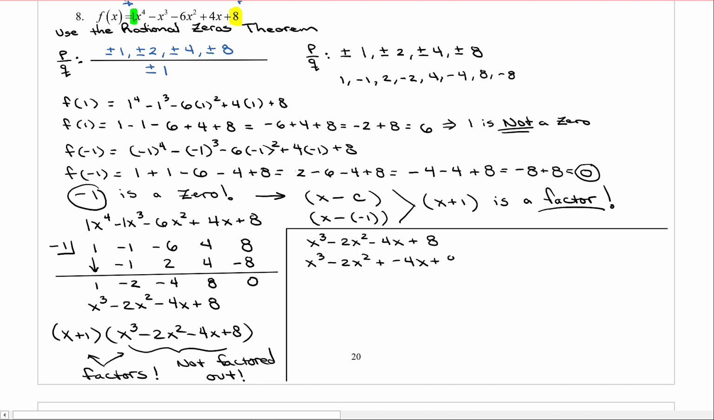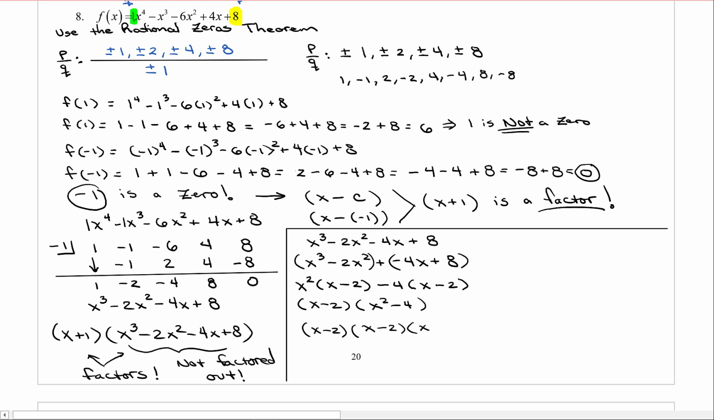Okay, so I can group the first 2 terms, and I can group the last 2 terms, and it looks like, yes, this is factorable by grouping. So now I see that I've also got the difference of 2 perfect squares, so that will factor into x minus 2 and x plus 2. Now I'm ready to write my function all factored out. Don't forget the factor of x plus 1 that we had in the front over here.